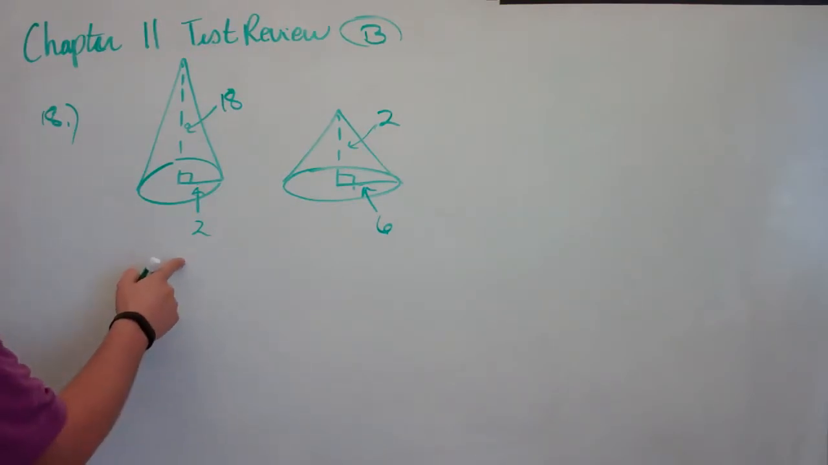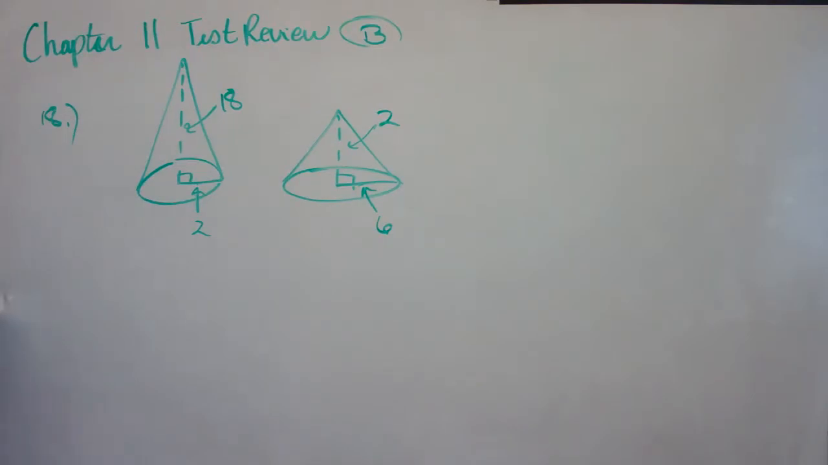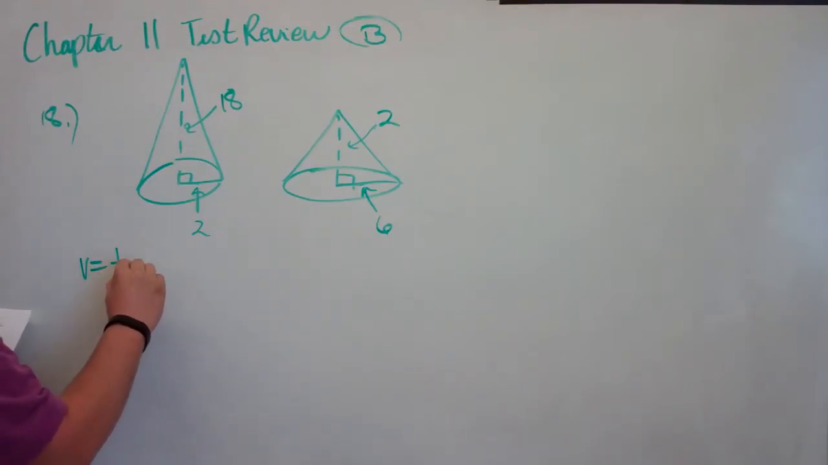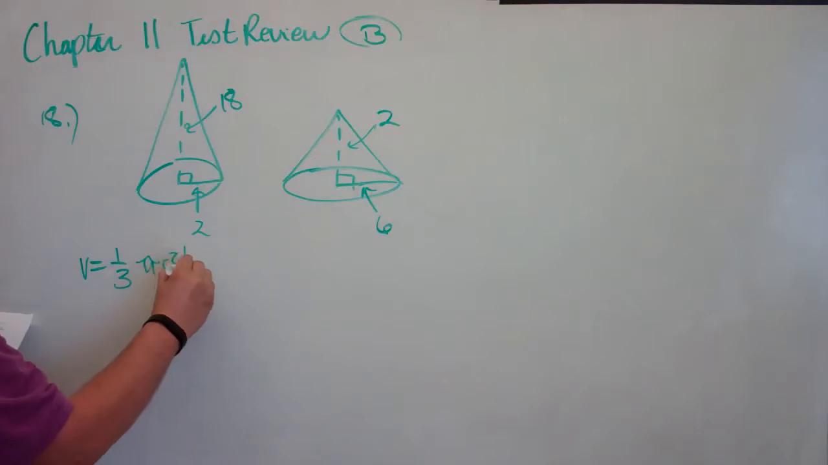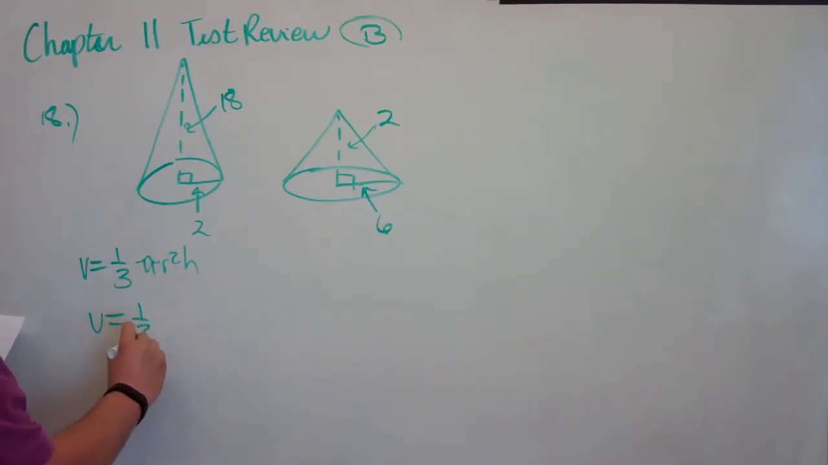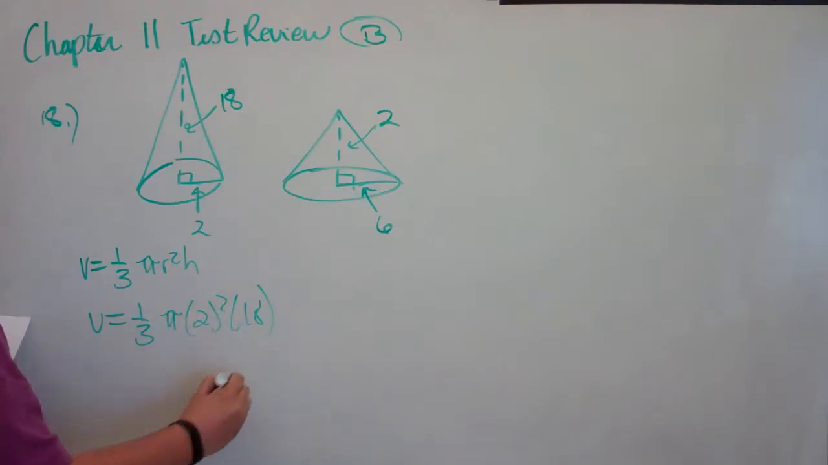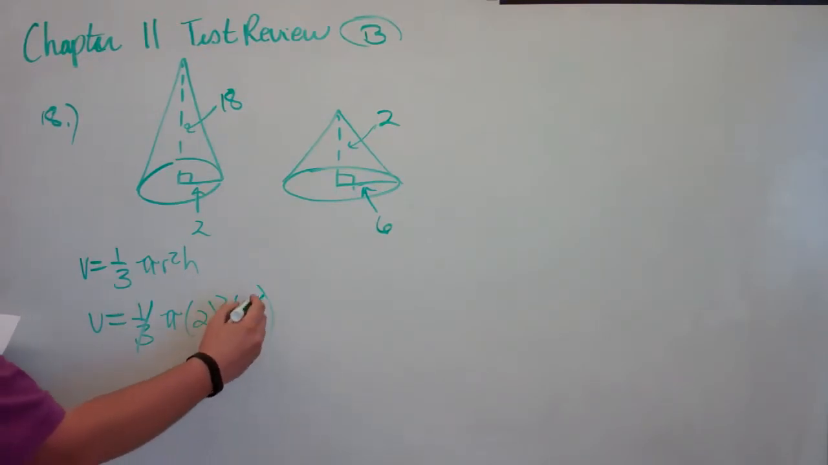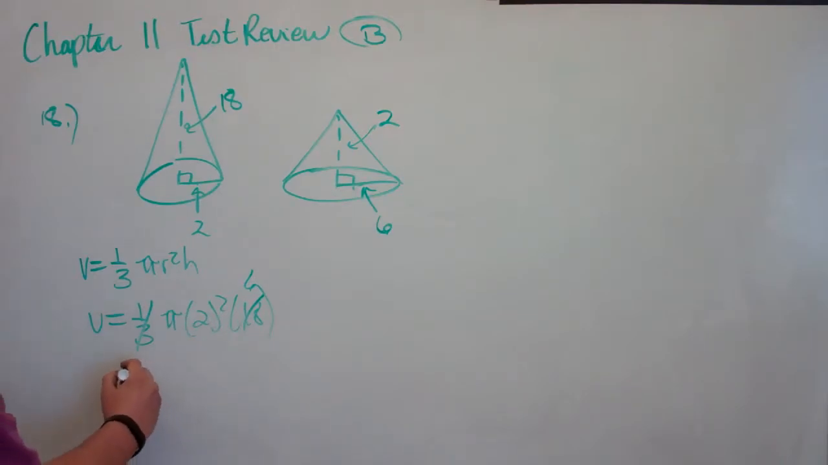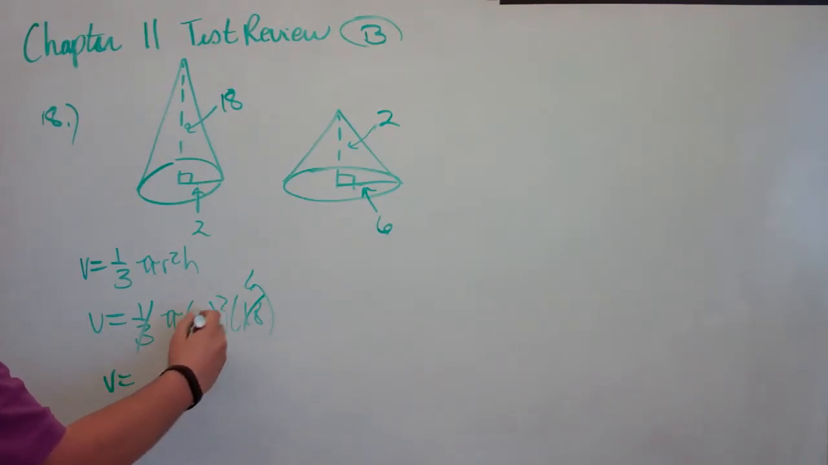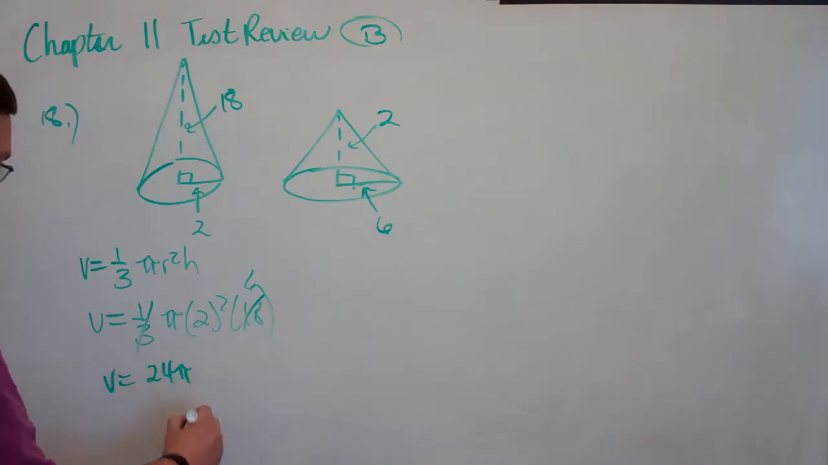Now, if we do our volume formula here, we know that the volume is going to equal 1/3 pi r squared height. So volume equals 1/3 pi r, which is 2, squared height, which is 18. That goes with that. What does that make? That is 6. 6 times 3 is 18. Yep. So volume equals 4 times 6, which is 24 pi. Okay, so there we get 24 pi.